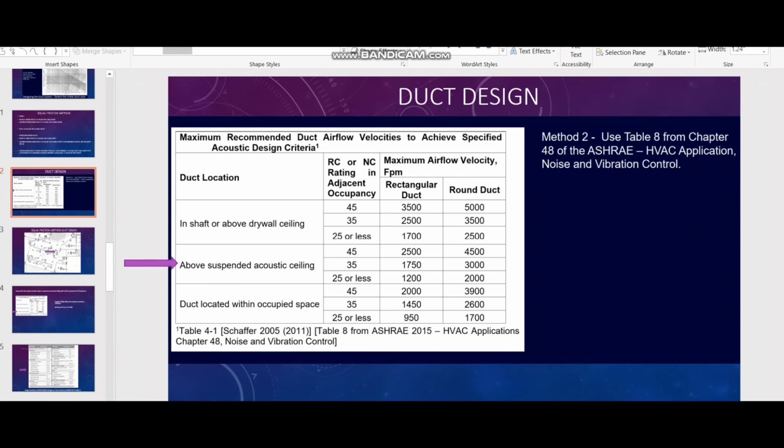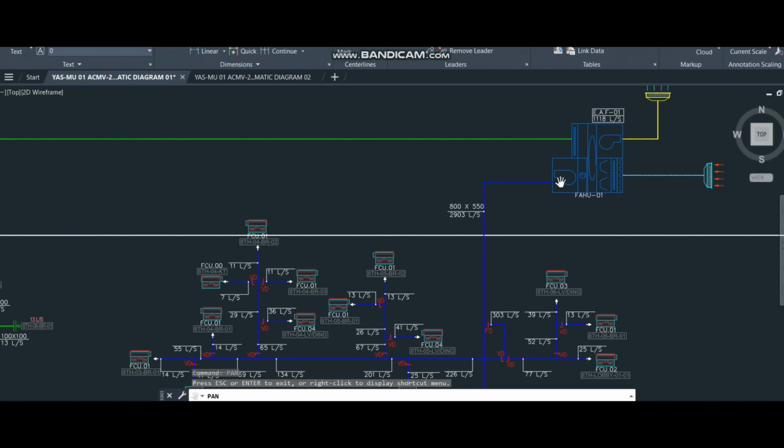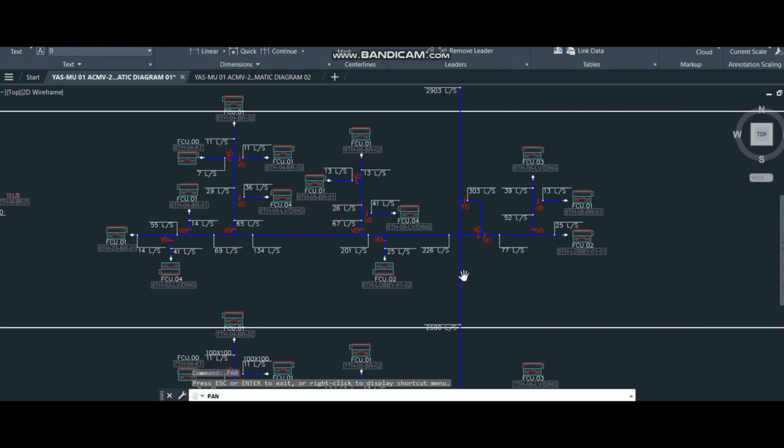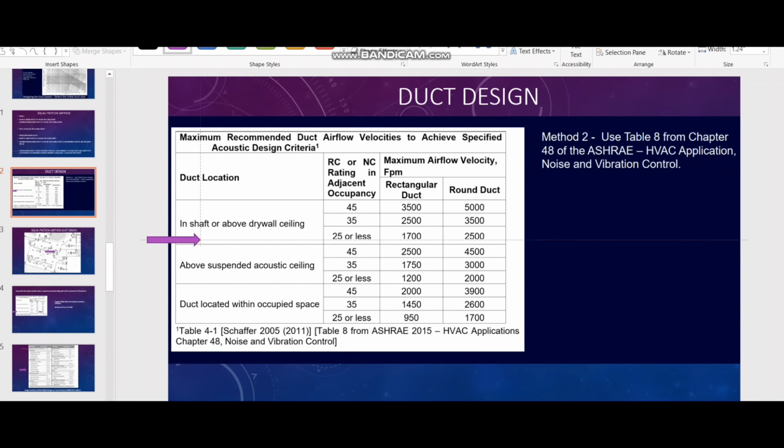For example, you see here the soft area, which is going down, and after that we have the tapping area, which means these FCUs are located inside the room. So this is the tapping area inside the room. And second, above suspended acoustic ceiling. Suppose in your project the ceiling is acoustic, then because of the project requirement you have to follow this arrangement. The third one is duct located within occupied space. For example, you have an office room and you are sitting there, and the duct is located above your head, in the ceiling area. At that time you have to follow this requirement.